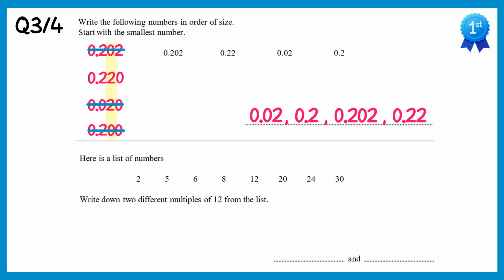For question 4, we need to write down two multiples of 12. Multiples of 12 are just the numbers in the 12 times table. The only two possibilities here then are 12 and 24.